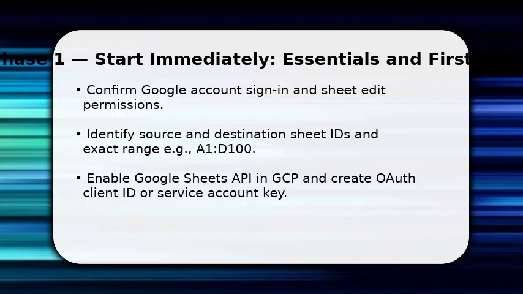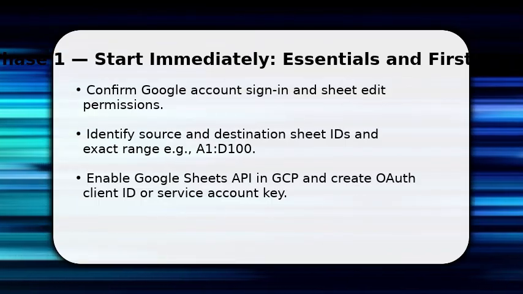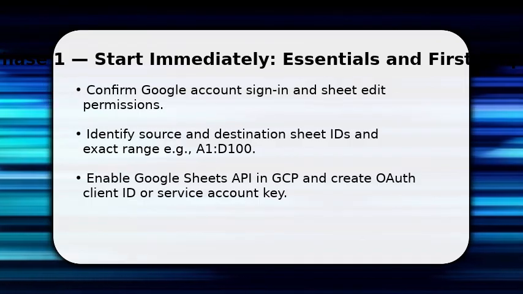Next, enable the Google Sheets API in the Google Cloud Console and create credentials, either OAuth for user flows or a service account for automation. Make sure to download the JSON key if using a service account. You'll need it to authenticate the connection.